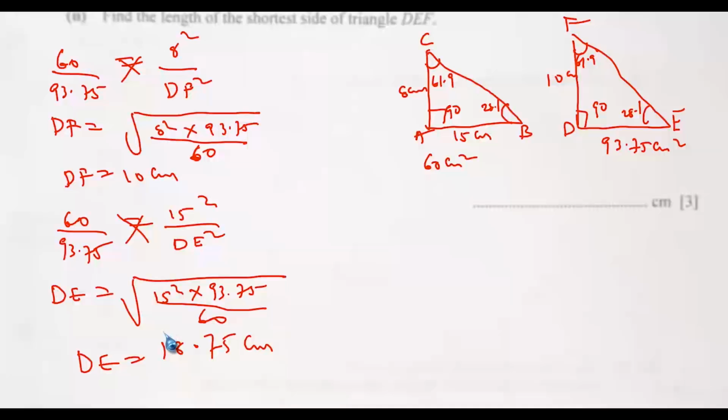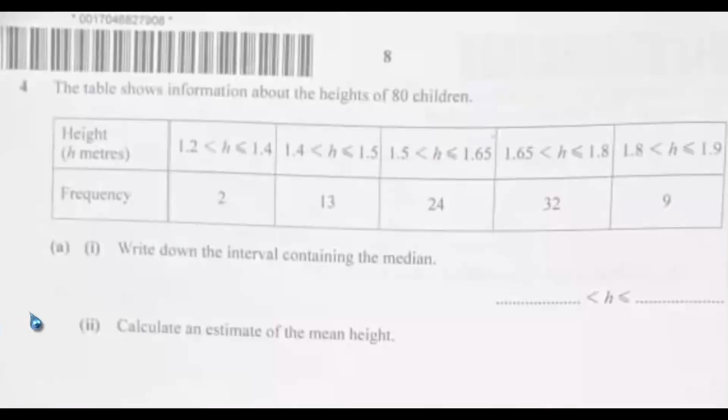So if you compare the two now, you see that DF is the smaller one between DF and DE. So the length of the shortest side of triangle DEF will surely be this, that is 10 centimeters. So you don't need to find FE at all because it is the hypotenuse, so it's the longest side. So let's go to the next question. That will be question 4.